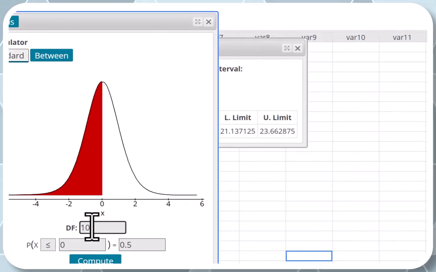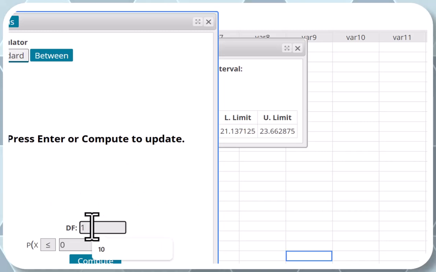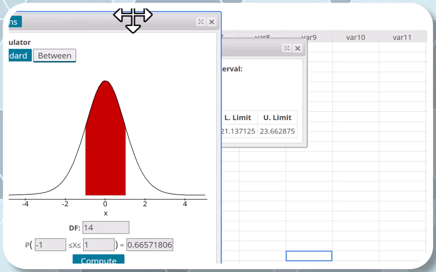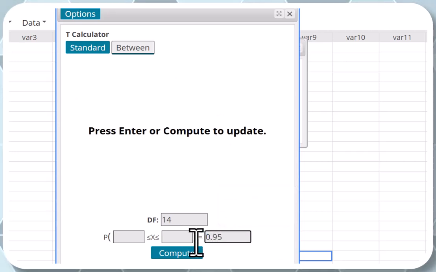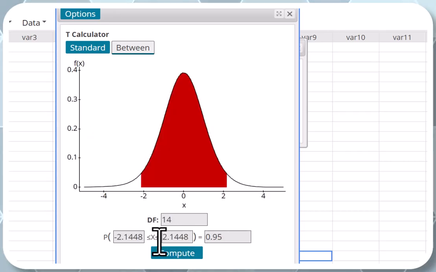What's the degrees of freedom? N is 15, so it's 15 minus 1, which is 14. Do between right here, and just put 95, 0.95. So TC is 2.145. Okay, so that's what TC is.